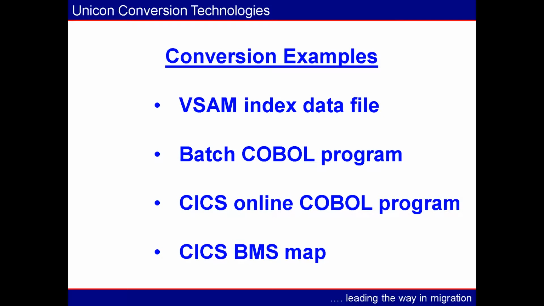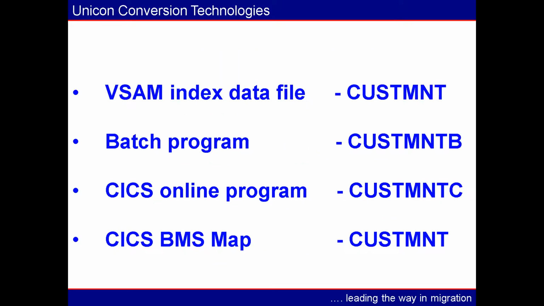If the examples had been taken from a Unisys ClearPath mainframe, an ICL VME mainframe, or a Bull GCOS mainframe, the conversion process would be identical. The only difference being that the Unicon converters performing each conversion task will be specific to the type of mainframe being converted. The VSAM index file is the customer master file, custmate.